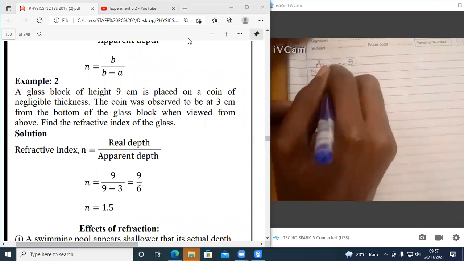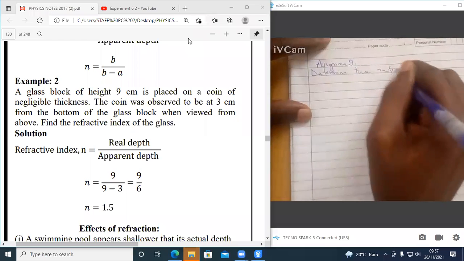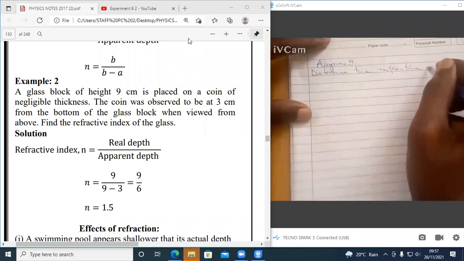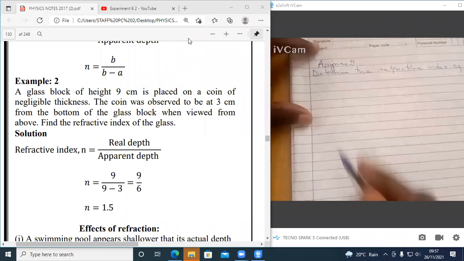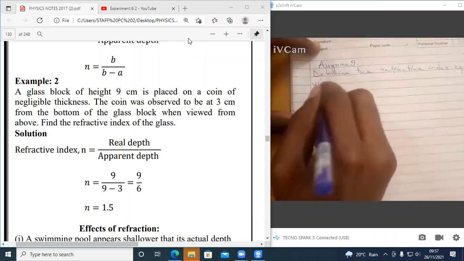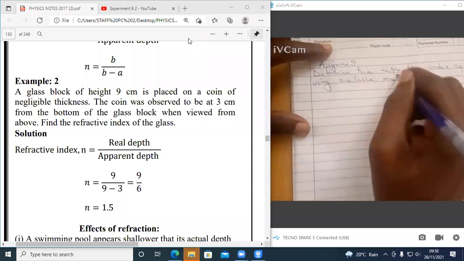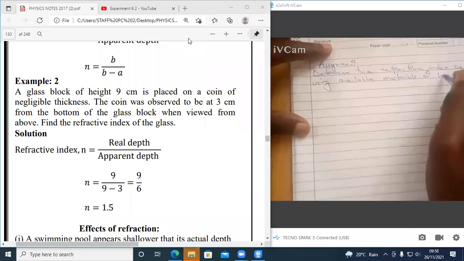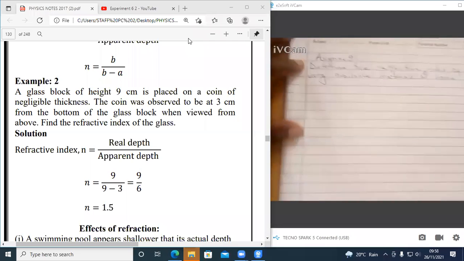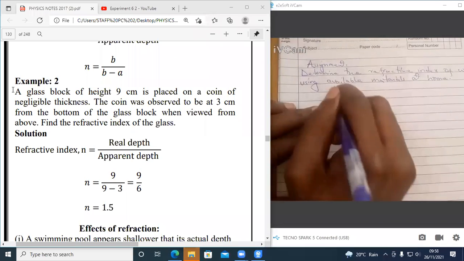Determine the refractive index of water using available materials at home. So what do we need? What were our requirements?